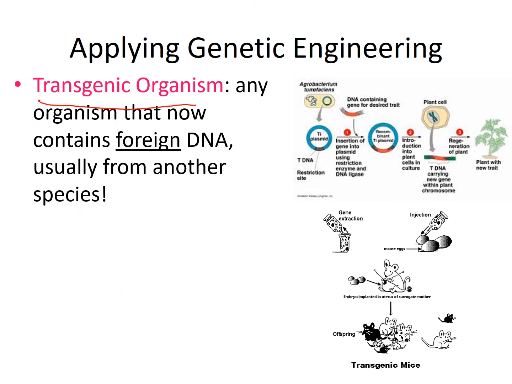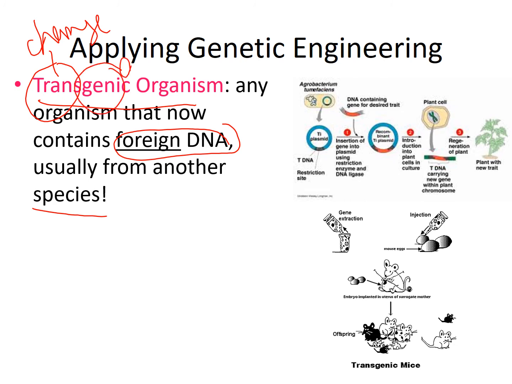A transgenic organism is one that contains foreign DNA, usually from another species. All right, but transgenic, what does that mean? Trans means change. Genic means genes. So if you hear someone say I'm transgender, that means, hey, I changed who I am, my sex, my gender. But if you are transgenic, you changed your genes. And when you change your genes, it's because you added in foreign DNA.